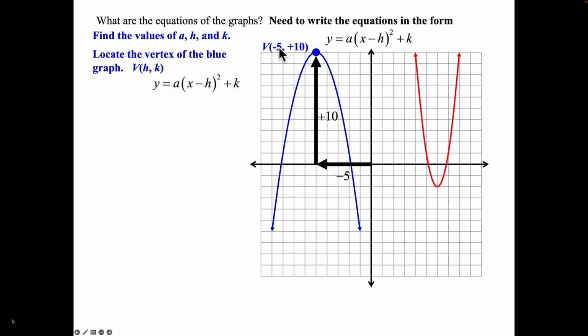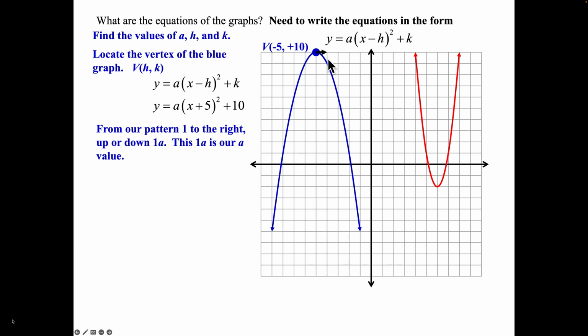Okay, that's my H. So x minus a negative, remember sign change. That'll be x plus 5. And your K is your y coordinate, plus 10. Now to find your A value, from your vertex you go 1 to the right, and I go down 1 full square, so A is that distance right there, it's -1. I put it in, and I am done with my equation.